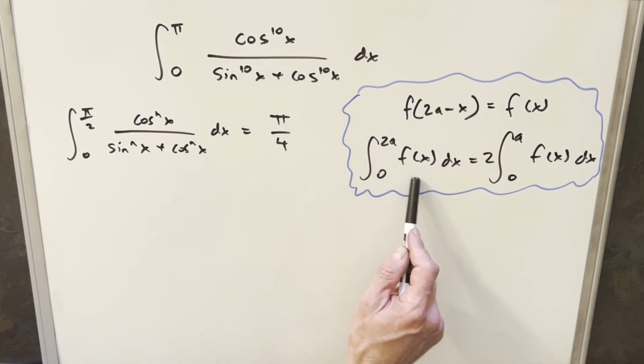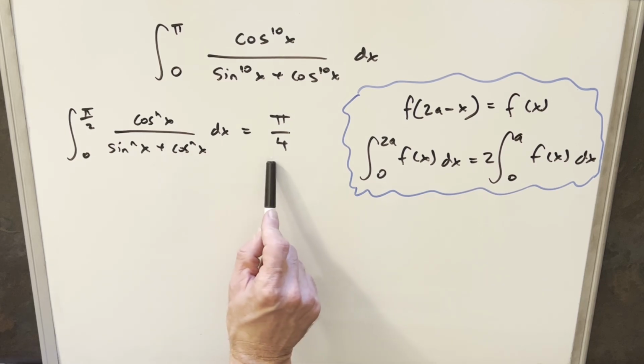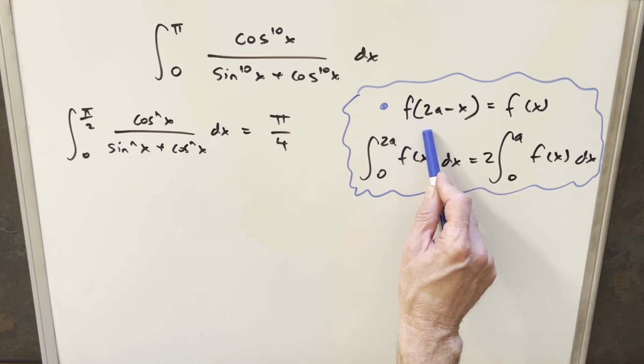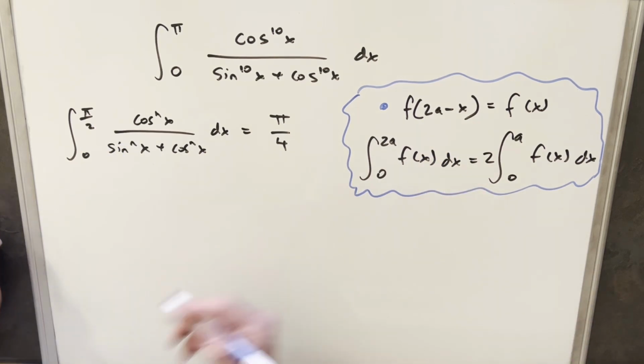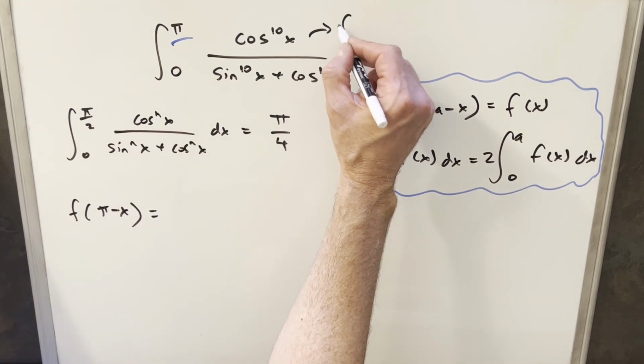So if we can use this to reduce our bound to pi over 2, then we know we can use this value of pi over 4 and finish it off really quick. So we're just going to need to do this check that f of 2a minus x works, and then we can just jump to this reduction of the bound. And again, our 2a value is just going to be this upper bound pi. So what we really want to do is find f of pi minus x. And again, this is going to be our f of x value.